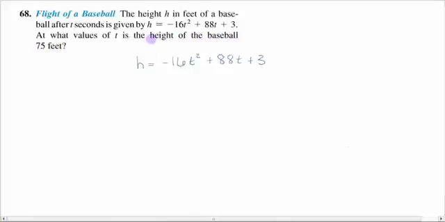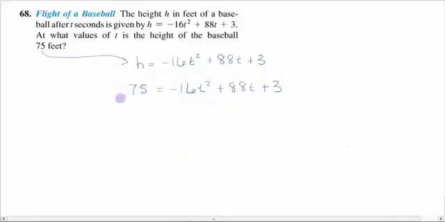So they're saying that the height is 75 feet. We can replace our h with 75. So 75 equals negative 16t squared plus 88t plus 3. Now, if I solve this, I bet I can find those values of t when the height of the baseball is 75 feet.